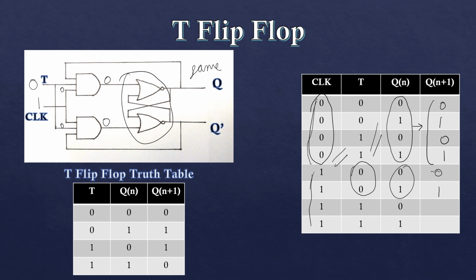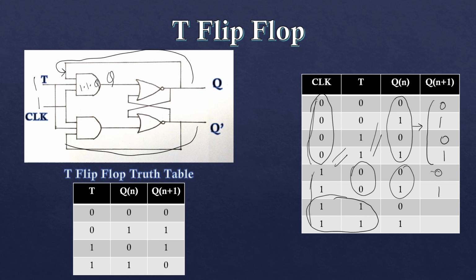Now let us consider only this part. So when clock is 1 and T is also 1, what input will it take? 1 into 1 into Q will go here as input. So 1 into 1 into Q, that is Q. And from here Q bar will go as input, and these are all 1. So 1 into 1 into Q bar. Now from here the Q bar will come as input to the first NOR gate.